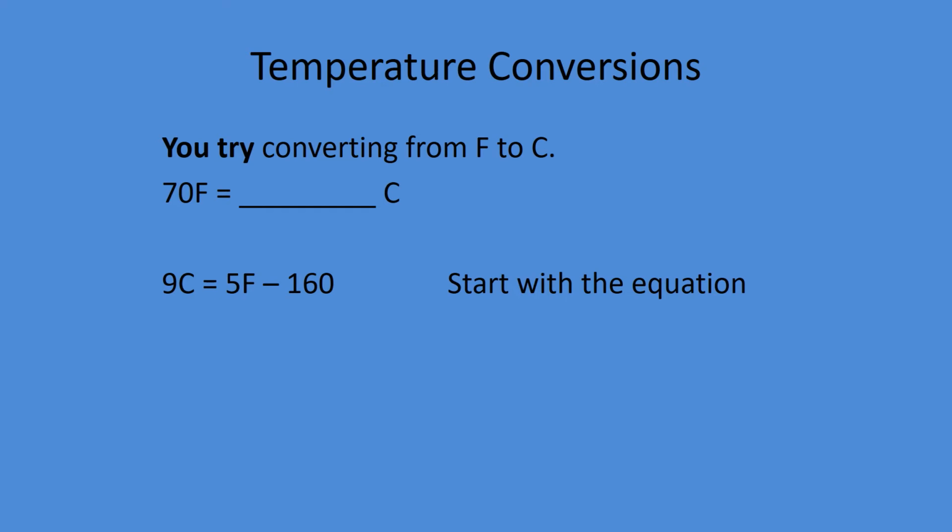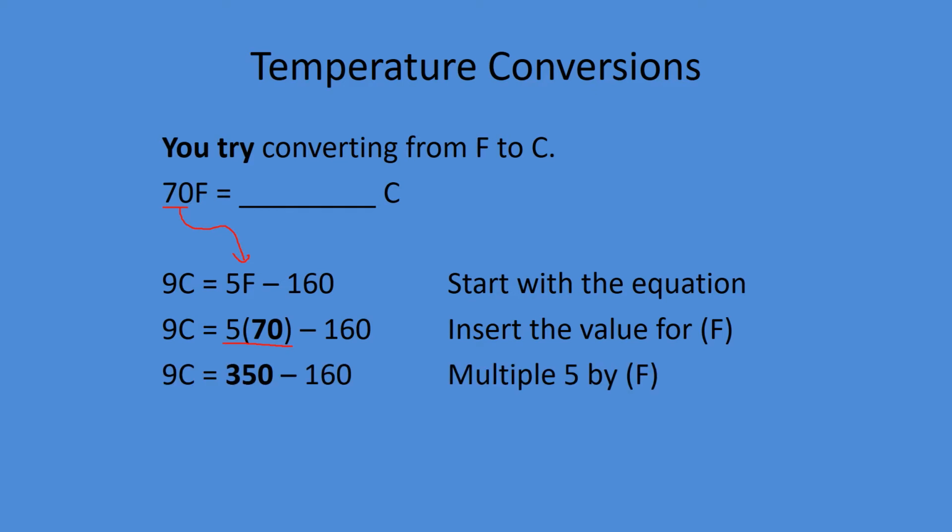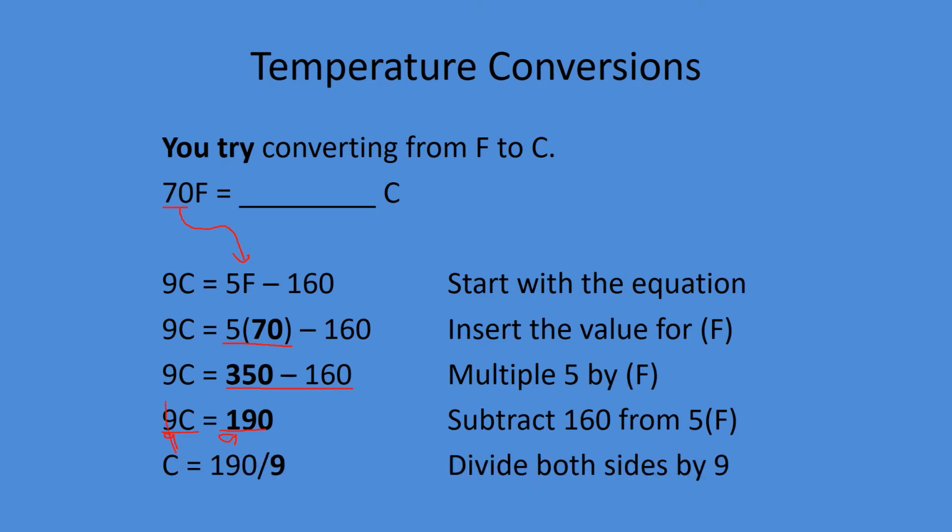So always start with the same equation. This time our F value is 70, so we'll plug that in. Next step is to solve for C, so we can start simplifying this expression. We'll do 5 times 70. Then we'll simplify 350 minus 160, and we're left with 190. The last thing to do is divide both sides by 9 to isolate C. So 190 divided by 9 gives us a Celsius temperature of 21.1. So that's about room temperature.